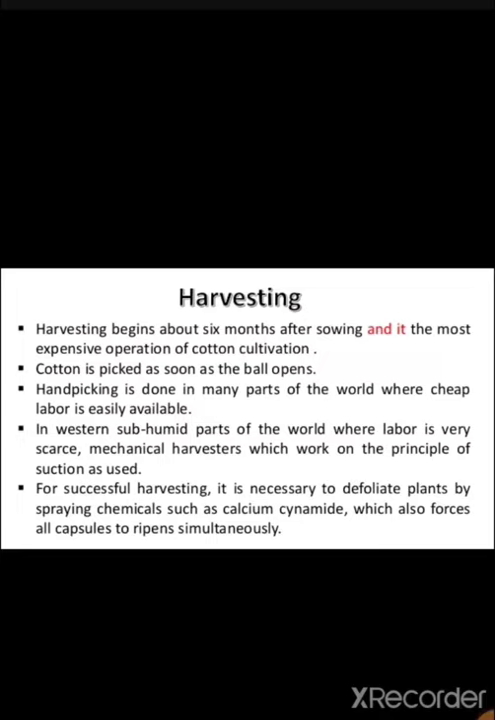In western subhumid parts of the world where labor is very scarce, mechanical harvesters which work on the principle of suction are used. For successful harvesting, it is necessary to defoliate plants by spraying chemicals such as calcium cyanide, which also forces all capsules to ripen simultaneously.